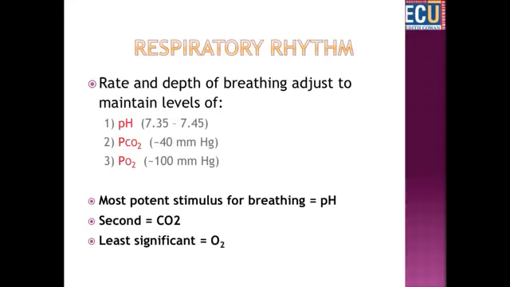We actually have the most potent stimulus for breathing changes because of pH. So, for example, if we get acidic changes or alkaline changes, then we'll either speed up or reduce our breathing accordingly. Same thing for carbon dioxide and oxygen.